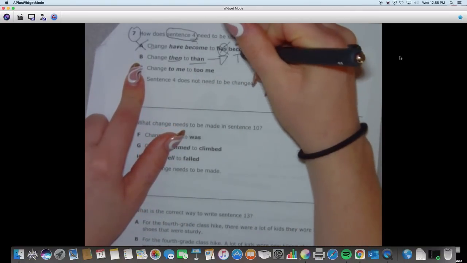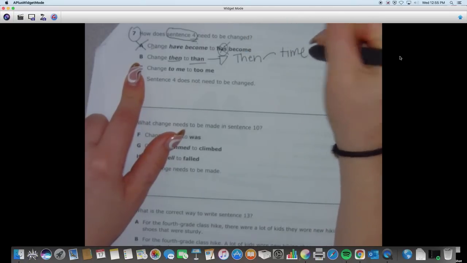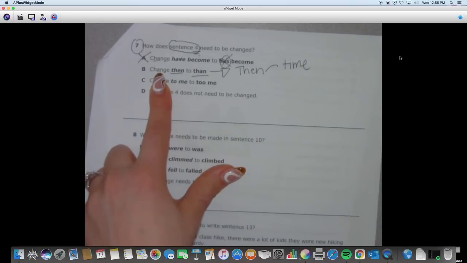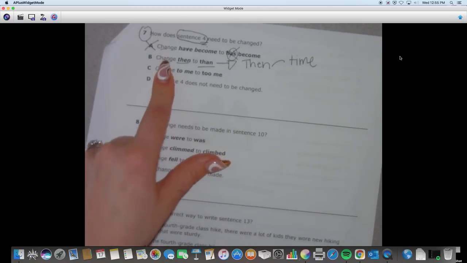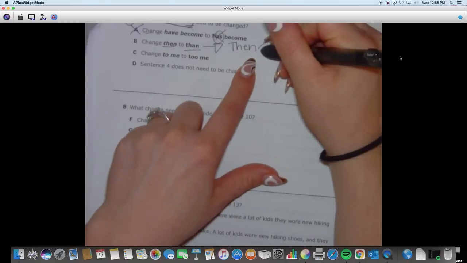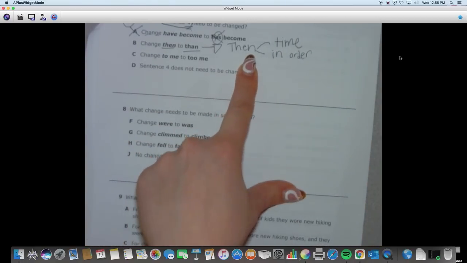When they're talking about THEN, we're talking about time. I went to the store, then I got home. Or I went to the store, then I dropped off my friend. Okay, so it's talking about time in order. When you're doing something in time order.